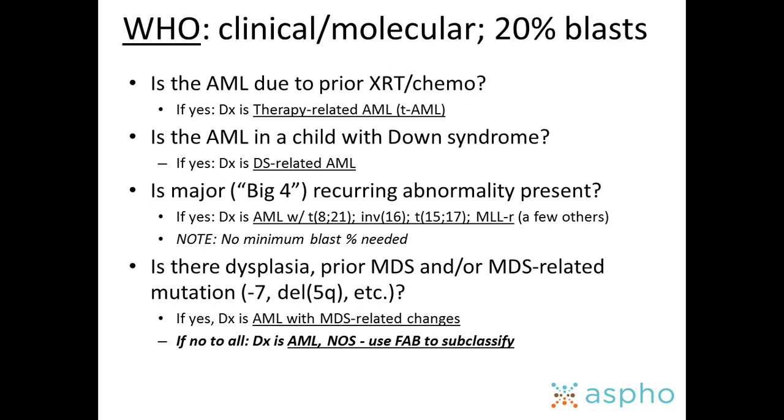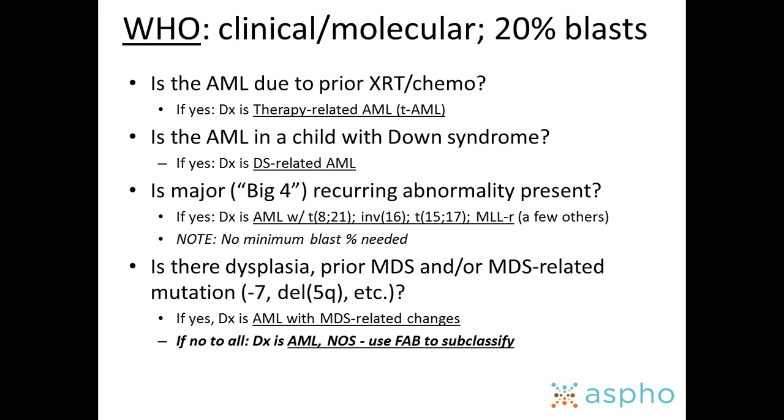So the WHO, I think about it diagnostically as a series of questions you ask yourself about the patient's case. The first question is, is there AML due to or associated with prior therapy, either radiation therapy or chemo? And if the answer is yes, then it's a therapy-related AML. That's the diagnosis, and that's irrespective of any other molecular features or clinical features. The second question is, is this AML case happening in a kid with Down syndrome? If so, then it's Down syndrome related AML, again, regardless of other features.